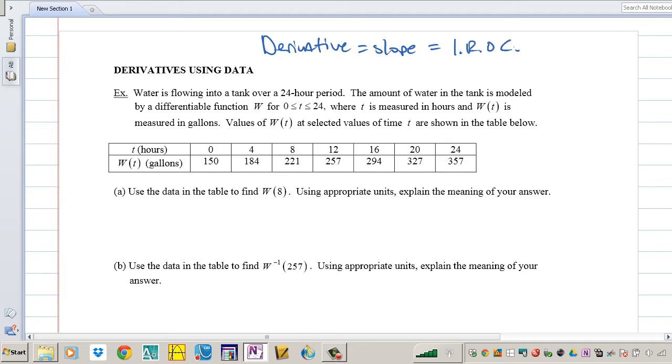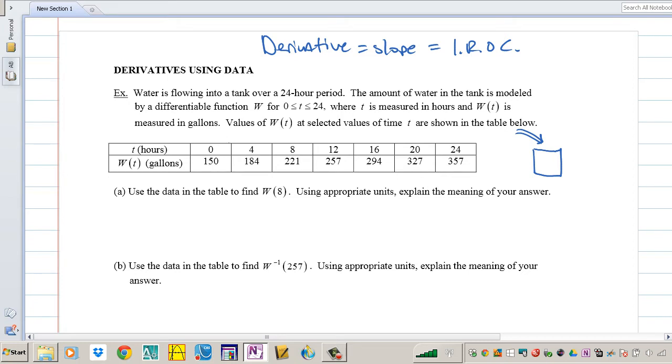Example number 1. Water is flowing into a tank over a 24-hour period. The amount of water in the tank is modeled by a differentiable function W of t, for t from 0 to 24, where t is measured in hours and W of t is measured in gallons. So we have selected values here of the tank. I don't know what the tank looks like, I'm going to say the tank looks like this, and water is flowing into the tank over a 24-hour period.